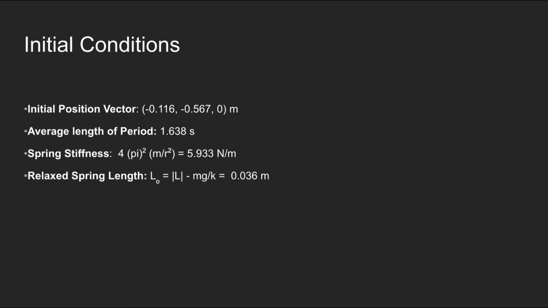Let's look at our initial conditions. We first have our initial position vector, and our average length of a period, which is averaged to be 1.638 seconds, calculated by seeing the time difference between each of the peaks in the position versus time graph on Tracker. We computed our spring stiffness to be 5.399 using our equation, and then we also computed our relaxed length of spring to be 0.036 meters. This was found by setting the magnitude of gravitational energy to spring energy, which we will use in our code. So let's go to our Tracker video analysis.